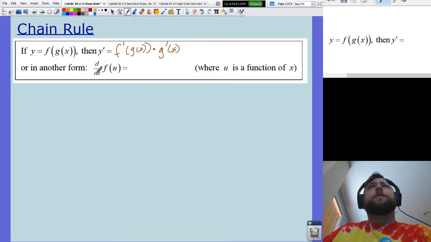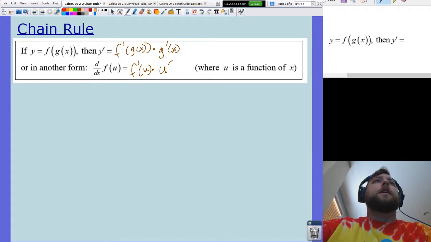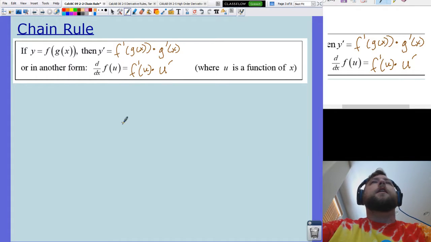If you wanted to do it in this form, like the derivative of f of u, where u is some function of x, this would be f prime of u times u prime. So two different ways of writing that, and I'll leave that up on the screen. So let's practice what that actually looks like.